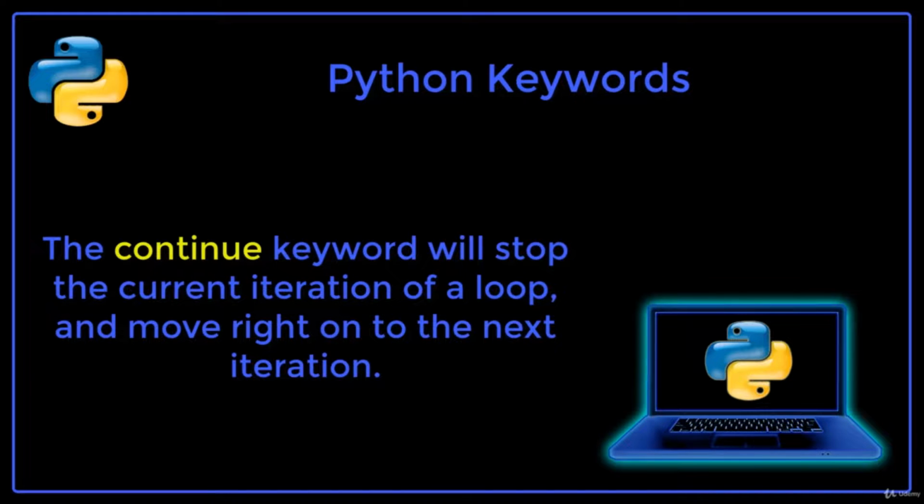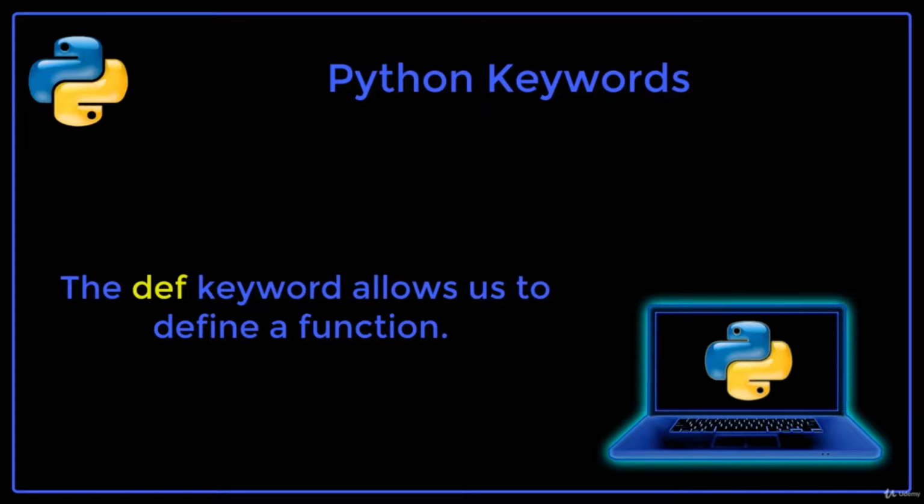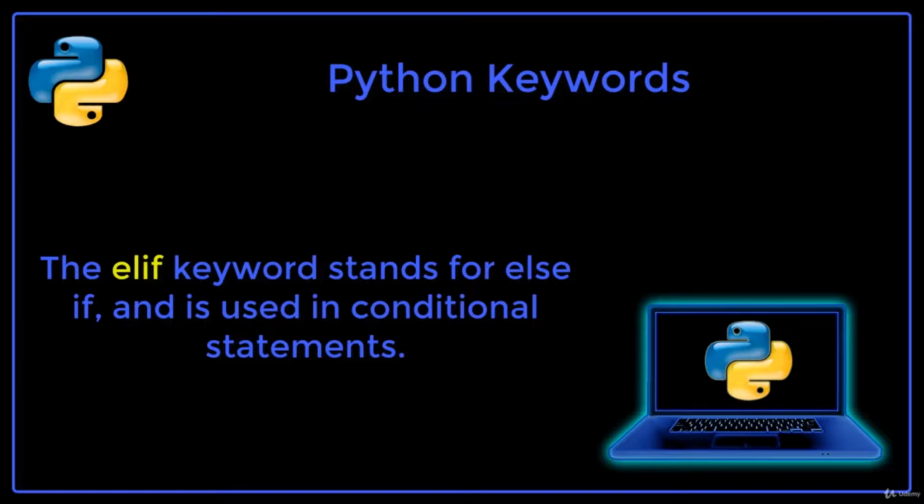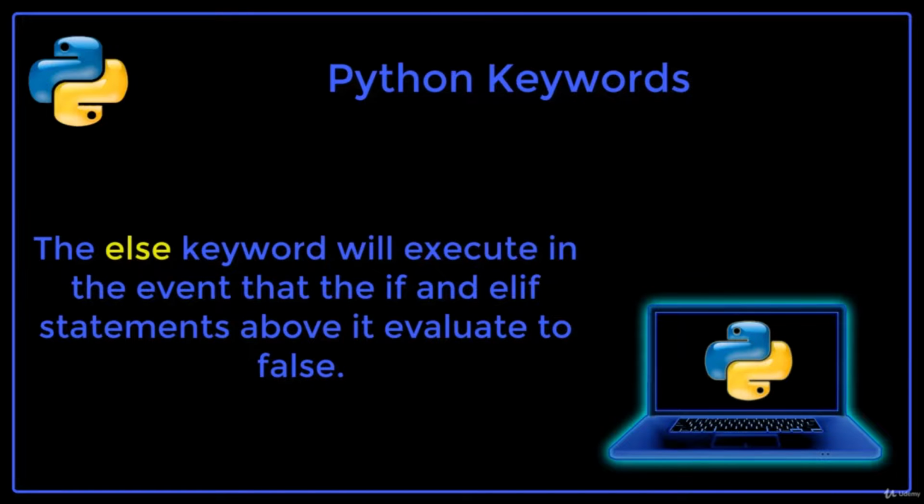The continue keyword will stop the current iteration of a loop and move right on to the next iteration. The def keyword allows us to define a function. The del keyword will delete an object. The elif keyword stands for else if and is used in conditional statements. The else keyword will execute in the event that the if and elif statements above it evaluate to false.